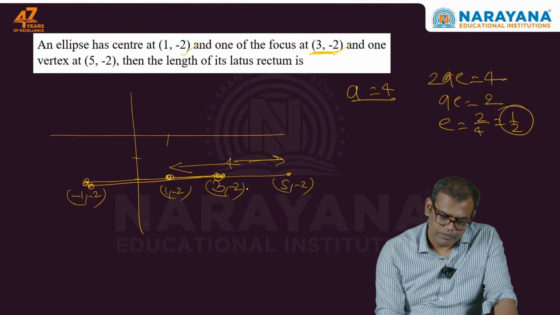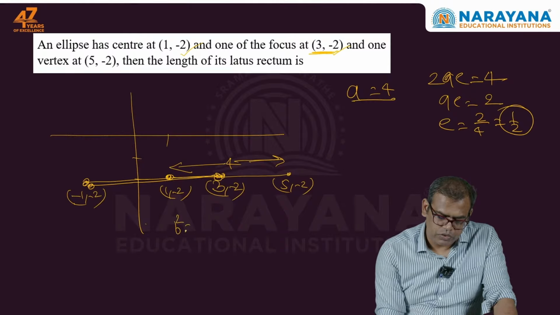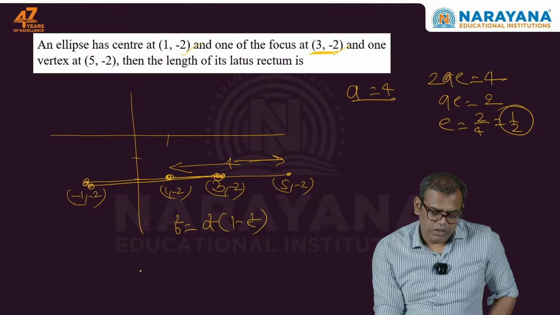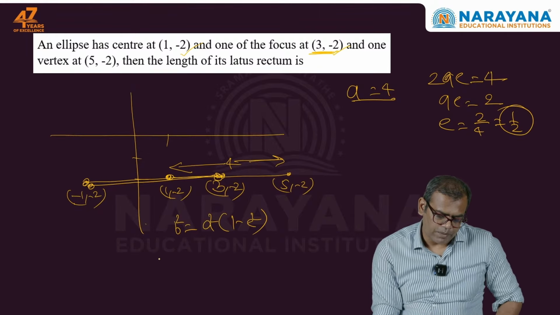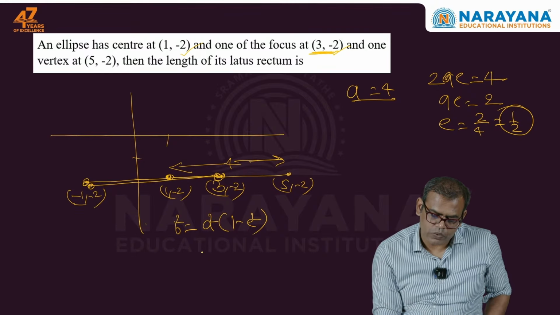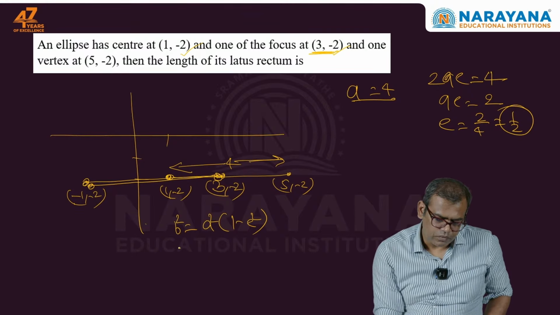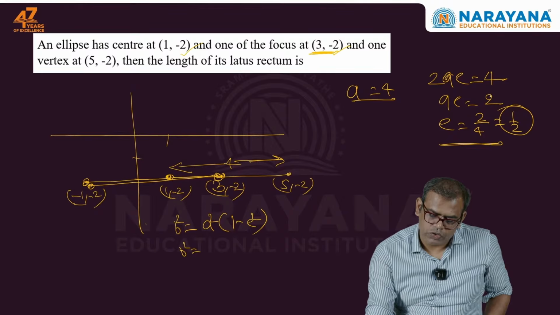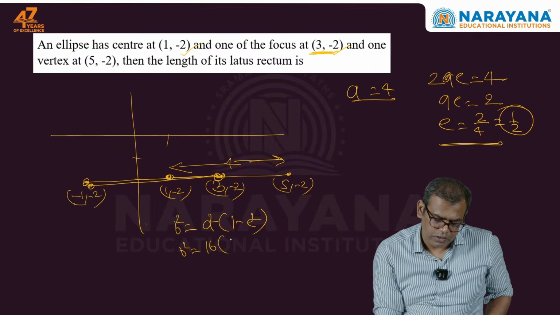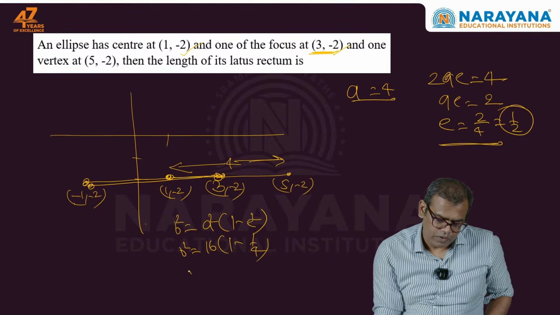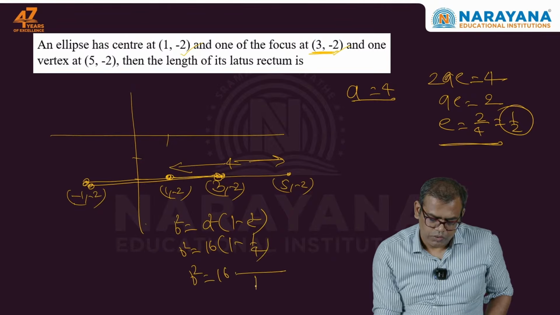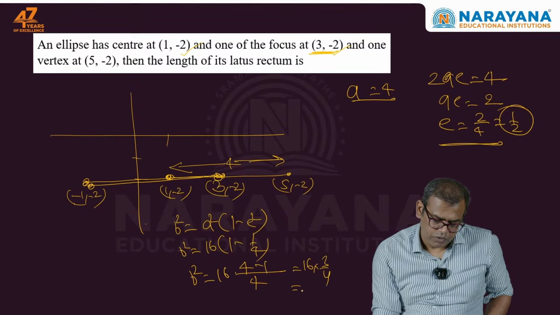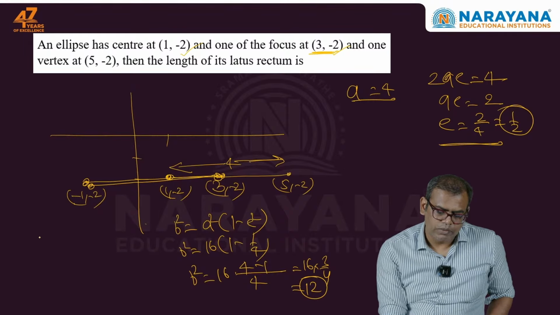So for the length of the latus rectum, first write b square. b square is equal to a square into 1 minus e square, the relation between major axis, minor axis and eccentricity of the hyperbola. So b square is 16 into 1 minus e square, so 1 by 4 will come, and b square is equal to 16 into 3 by 4, which is equal to 12. So we are asked for the length of the latus rectum.